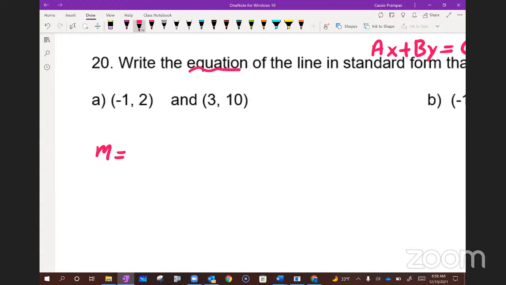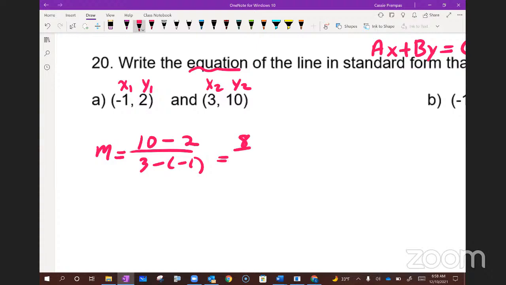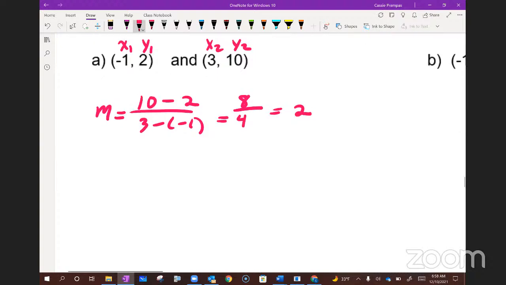The slope is equal to, if I call this x1, y1, and x2, y2, it's going to be 10 minus 2 over 3 minus -1. 10 minus 2 is 8. When you minus the negative, it becomes a positive, so that becomes 4. My slope is 2. Now where do I go? I can't use y-intercept because I don't have an x-coordinate of 0. So where do I go? Point slope form. Let's do it.